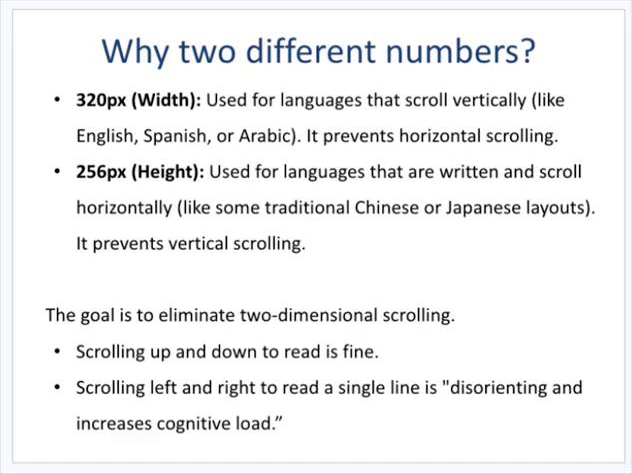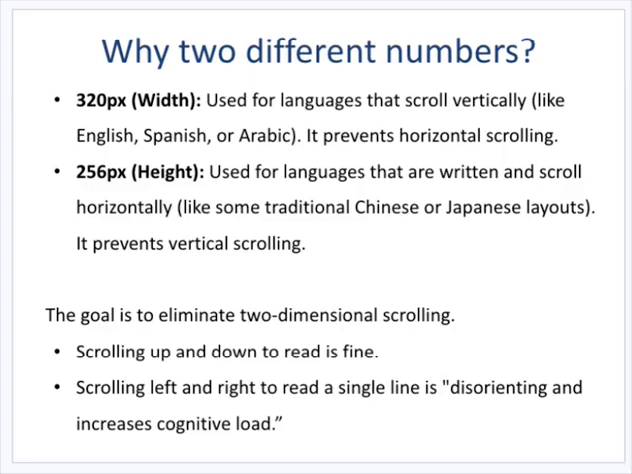Now we will understand why there are two different numbers, 320 pixels for width and 256 pixels for height. 320 pixels for width is used for languages that scroll vertically, like English, Spanish or Arabic. It prevents horizontal scrolling. And 256 pixels for height is used for languages that are written and scroll horizontally, like some traditional Chinese or Japanese layouts. It prevents vertical scrolling.